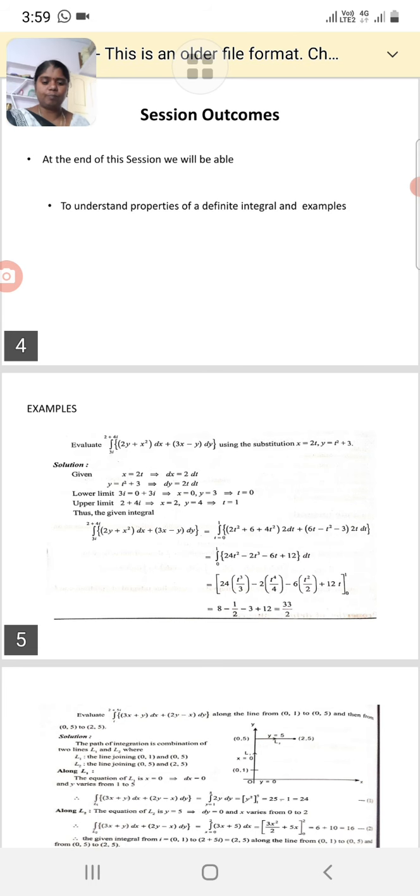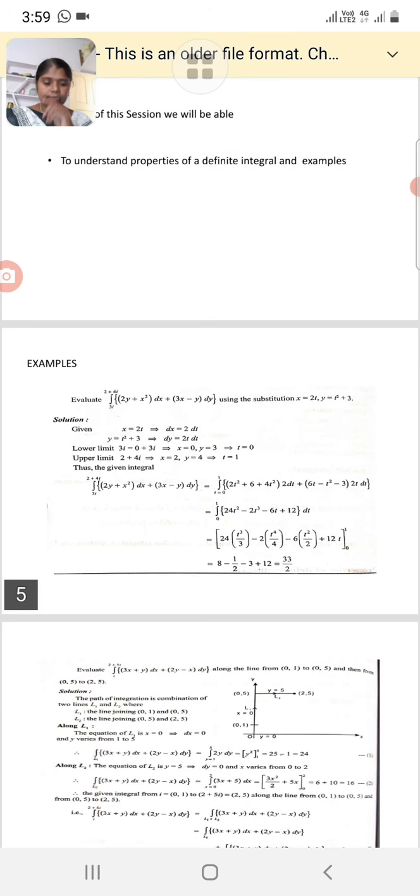Given x = 2t and y = t³ + 3. And we know that the variable z is x plus iy, so in that x plus iy, we have to substitute the x values and y values. That is, we know the function is the integral of f(z) dz.